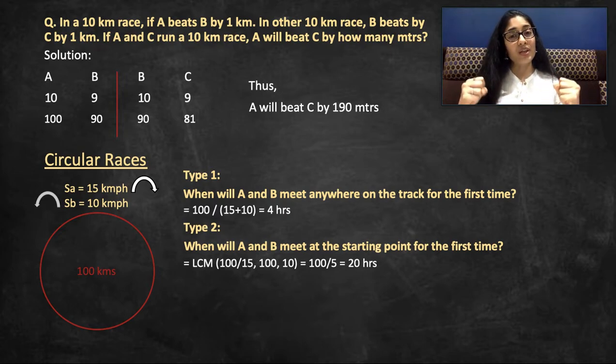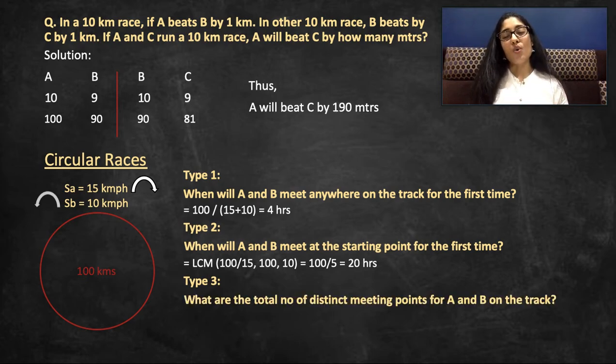Now for both of them to be there together, we have to know the common multiple of these. So we'll have to calculate the LCM of both these times, which is going to give you 20 hours. So at the 20th hour, both of them will be at the starting point together. Now in this type of question, the directions of A and B will not matter. Whether they are traveling in the opposite direction or the same direction, the solution to this will be the same.